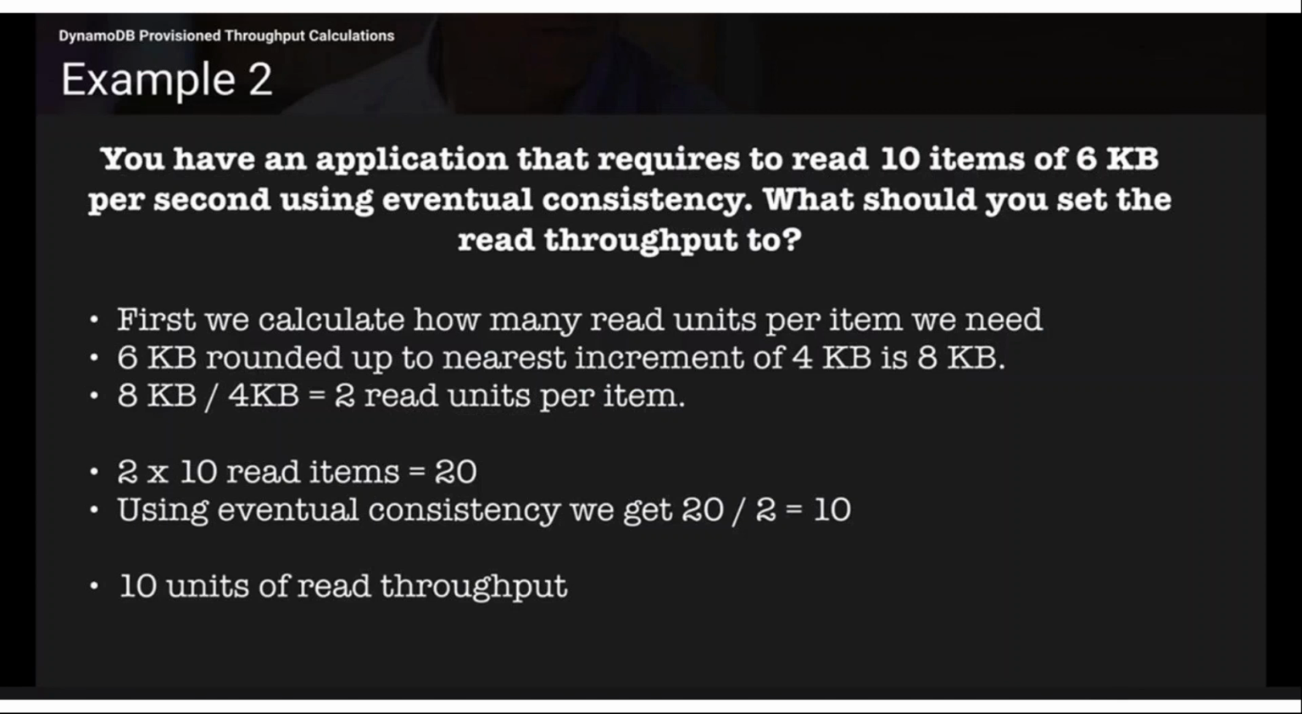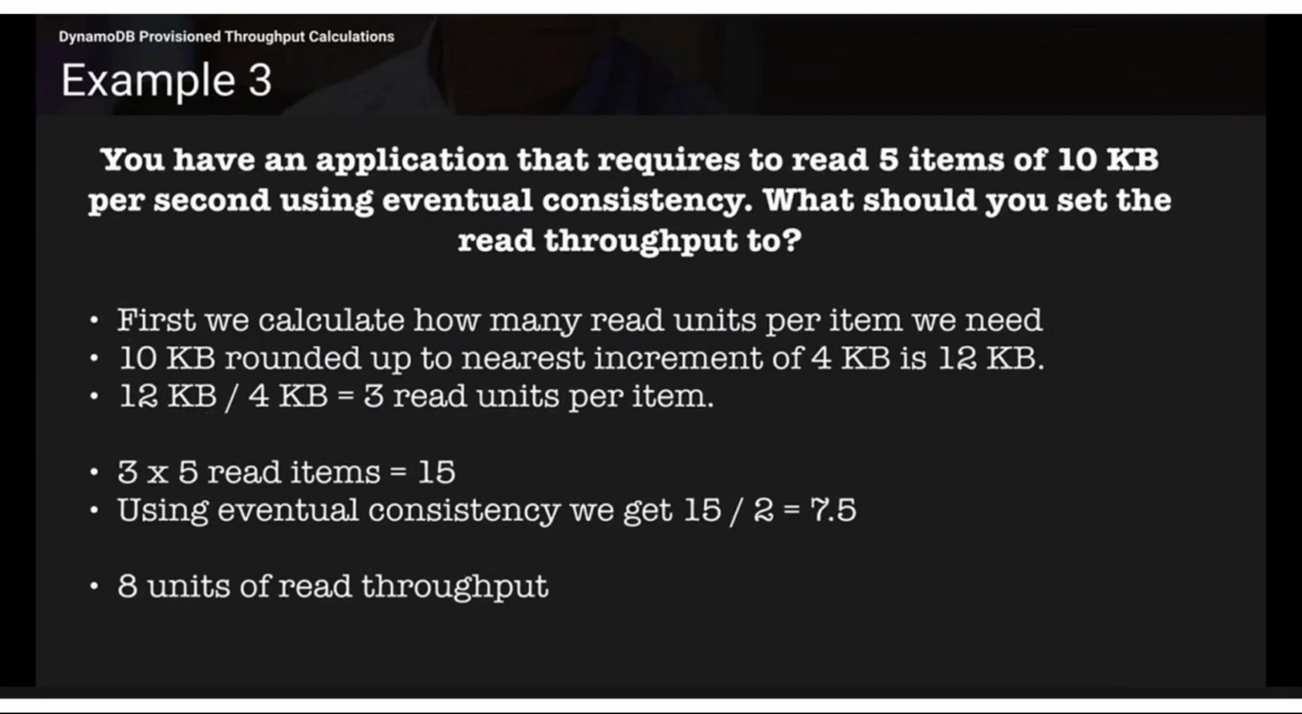Let's move to example number 3. Here again I have one application which is going to read 5 items, and each is going to be around 10 KB per second. Okay, so 10 KB, when we round it up to the nearest 4 KB increment, becomes 12. Divided by 4 is going to give me 3, and 3 into the number of items here, which is 5, becomes 15. Since it's eventual consistency, I have to divide by 2, it becomes 7.5.